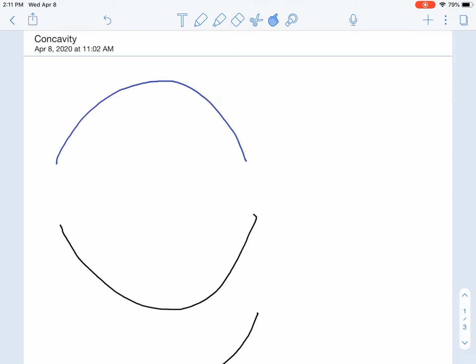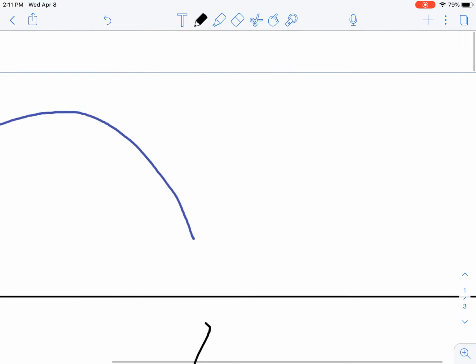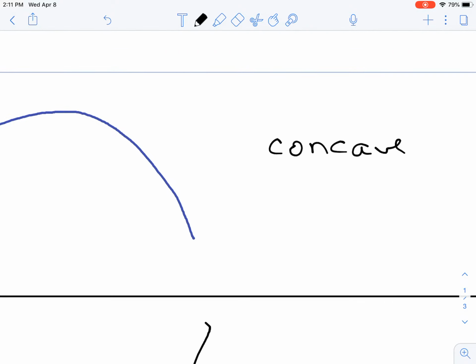Okay, calculus people, we're going to talk about concavity of a curve. Okay, so we've got two concavities of a curve. The first one that I drew here, kind of in blue, we call concave down because it looks like a cup that is upside down. So this is concave down.